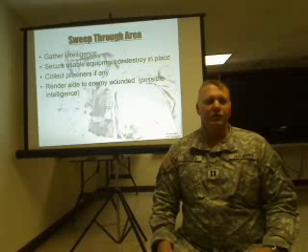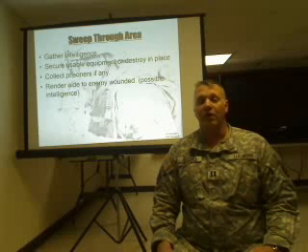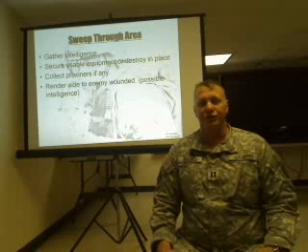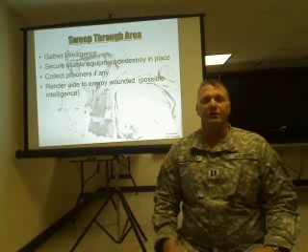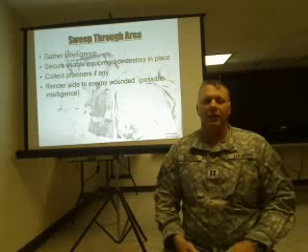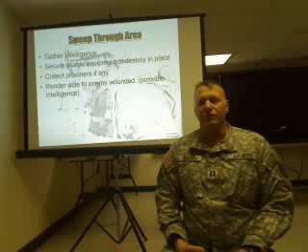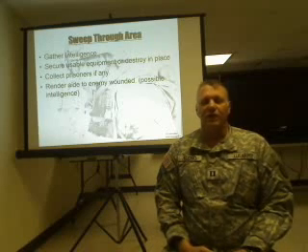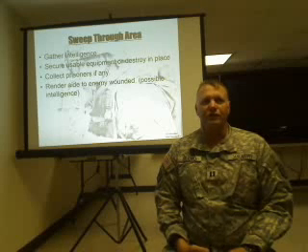The next thing you need to do is collect any prisoners if there are any. In a successful ambush, you shouldn't have any prisoners. However, some people do tend to survive ambushes, so what you would do is render that particular prisoner aid and stabilize them. This is also another source of intelligence.